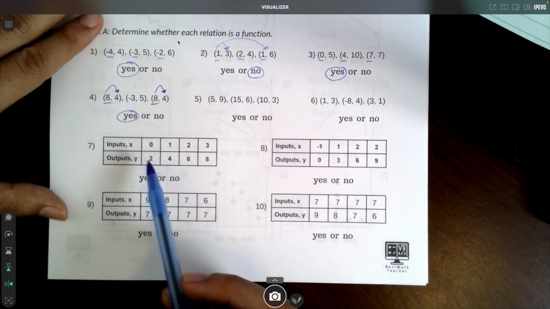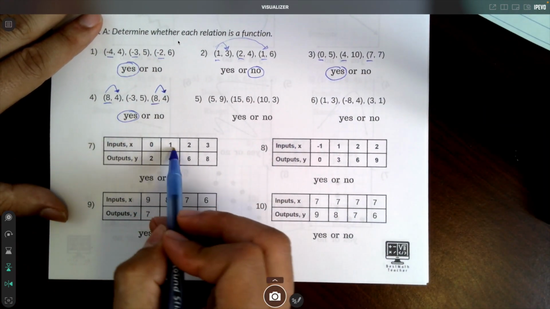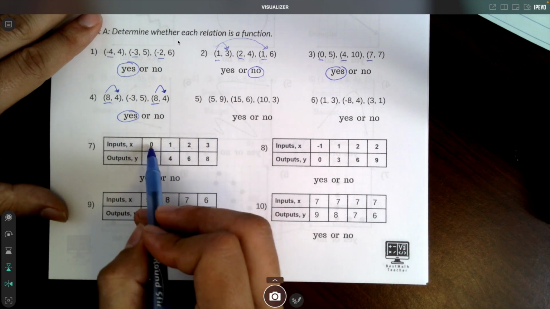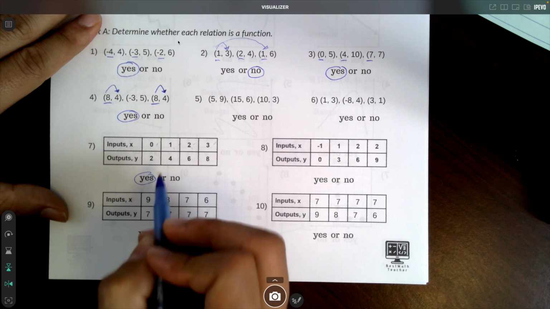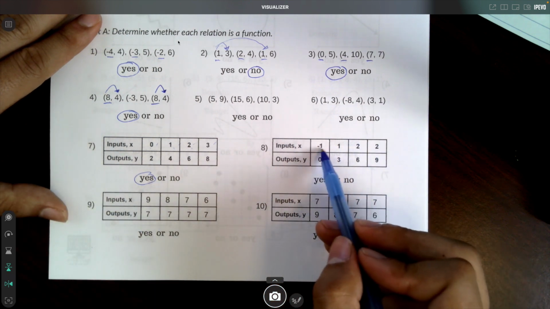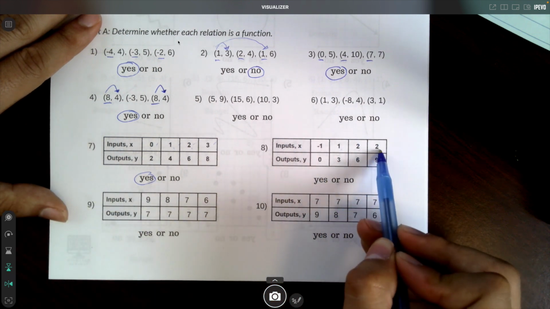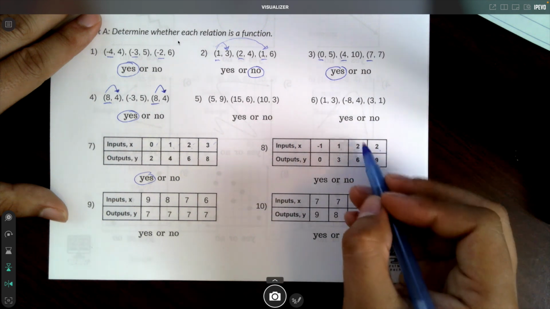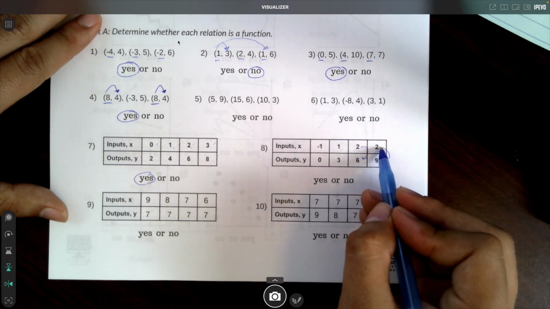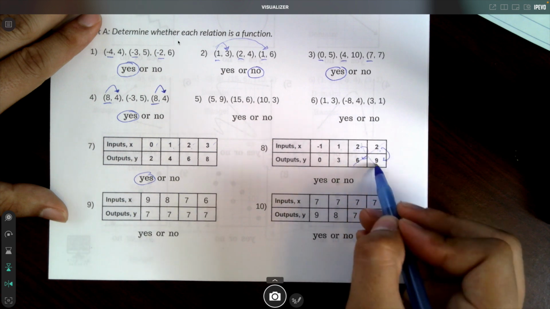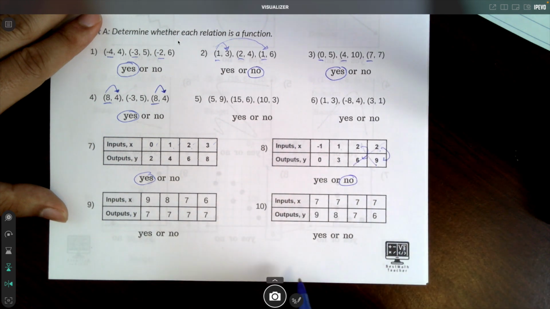So here's a table. Again, here are inputs, inputs, inputs, inputs. They're all different. So check, check, check, check. That's okay, so this is a function. Now, -1, 1, 2, 2. See how 2 repeats, and this 2 goes to a 6 and this 2 goes to a 9? It's the same 2. So that's not good. This is not a function.